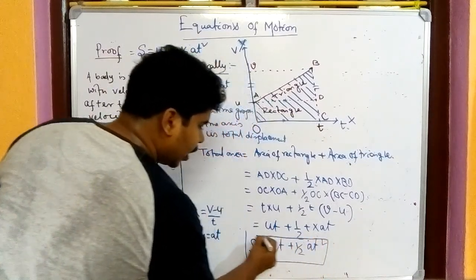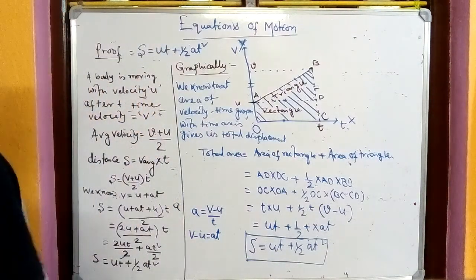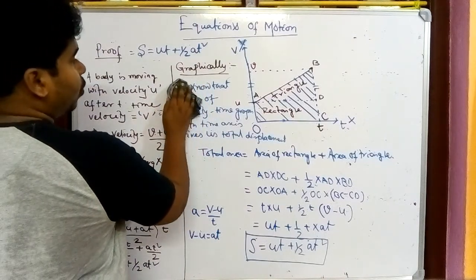Because we know the total area covered by a velocity time graph should equal its total distance. Then you see our answer has come, that is s equals ut plus half at square. I think it is clear enough for you to understand. If you want to copy it, pause the video here, copy it, try to understand, and then go for the next. Now step by step we have come to the last portion.